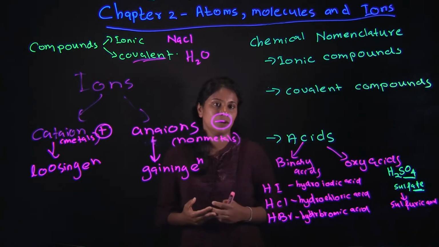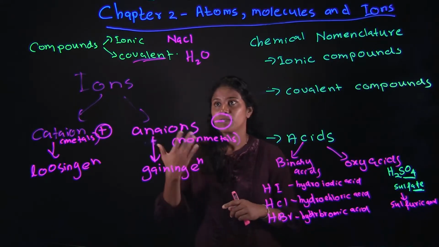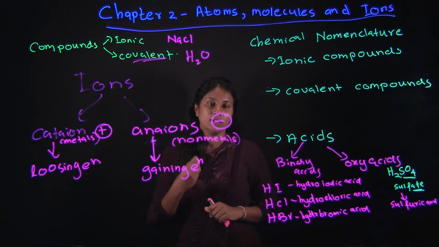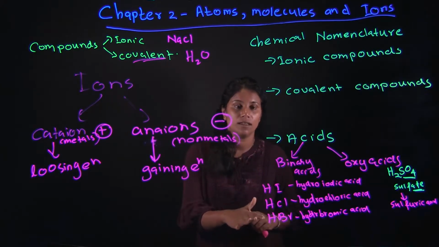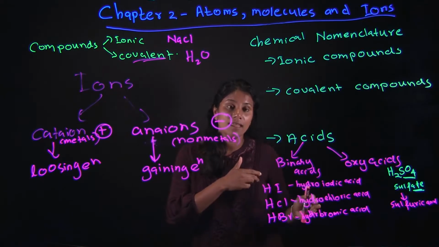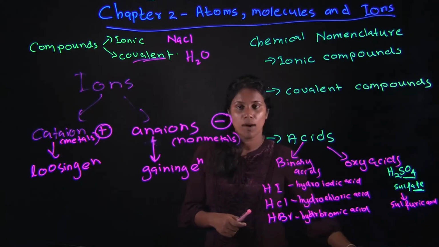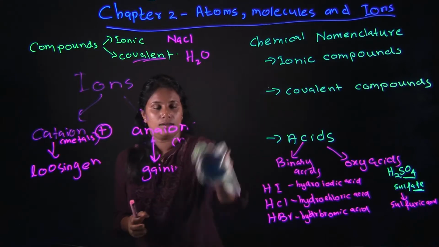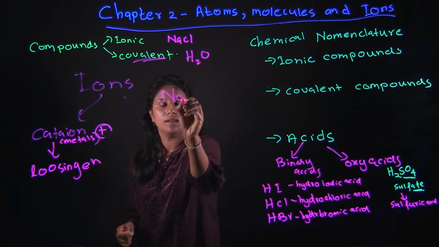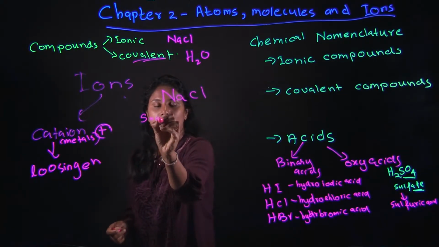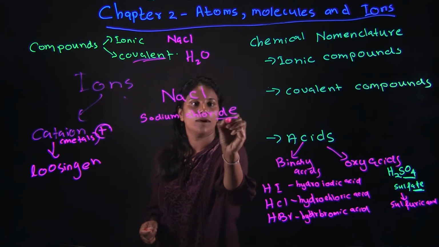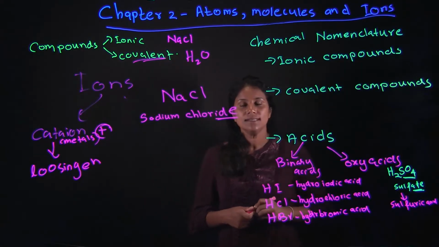How do you name these compounds? We learn ionic compounds, covalent compounds, and also acids. An ionic compound is always made out of a metal and a non-metal. So when you name it, you name the metal first, and then you write the anion plus ide. Let's see how you name sodium chloride, NaCl. You write sodium, the metal name, then chloride. It's not chlorine, you write chloride: sodium chloride. So this is one type.